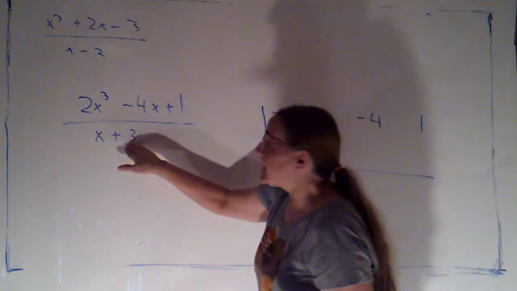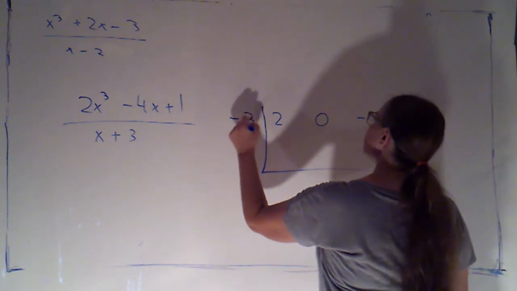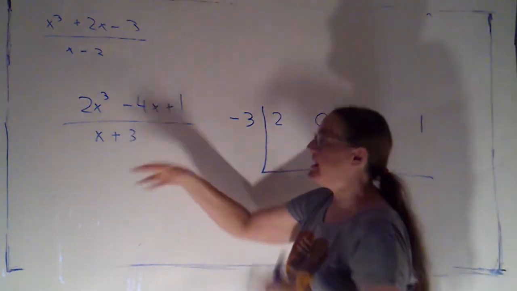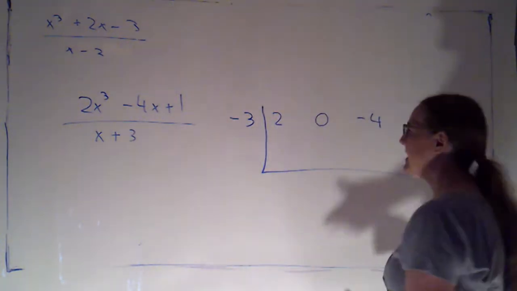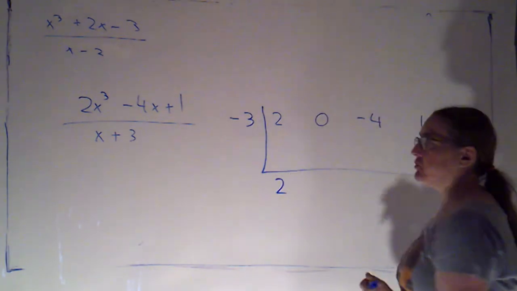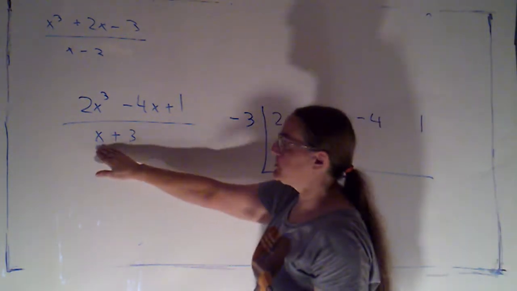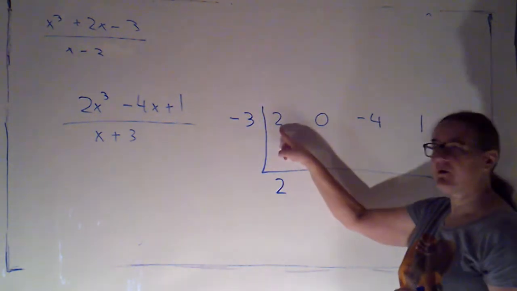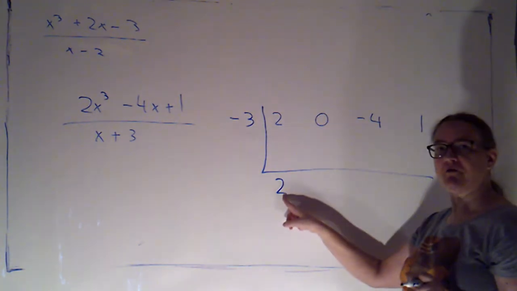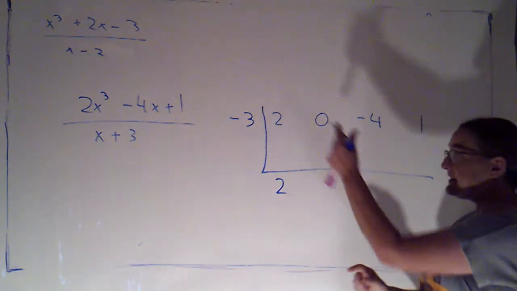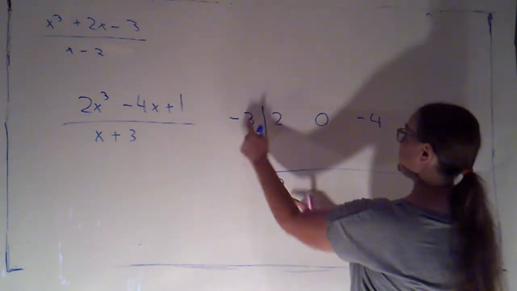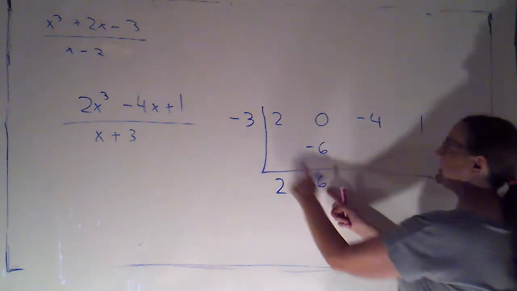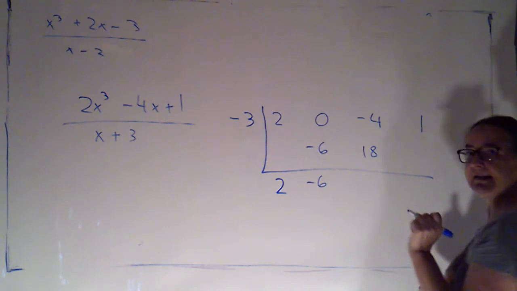And then we say x plus 3, that's x minus -3. So we write the number that we're subtracting, or you can think of that as we pre-change the sign. We start by just bringing down the 2, because I know if I'm trying to multiply x by something to get 2x cubed, I'm going to have to multiply by 2. If that's the coefficient of my lead term, that's going to be the coefficient of my first term in the answer. And now we just multiply and add. 2 times 3 gives me -6. 0 plus -6 is -6. -6 times -3 is +18.